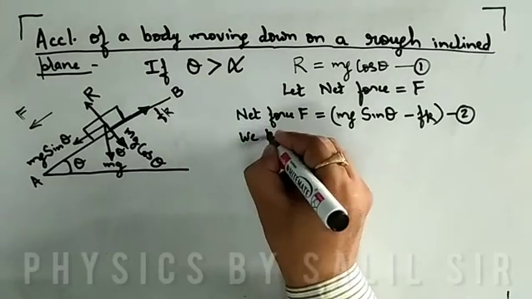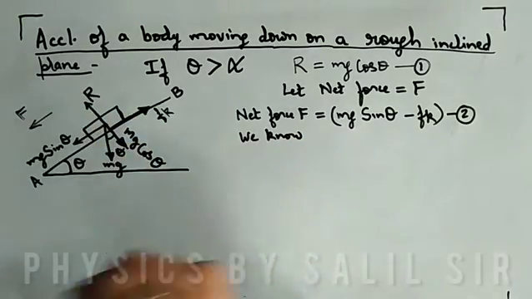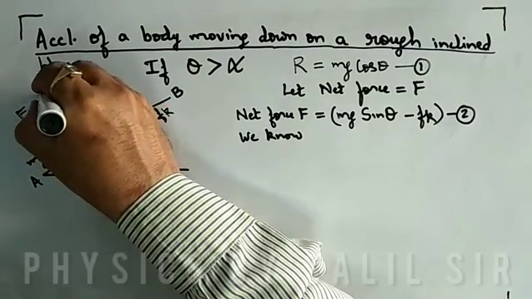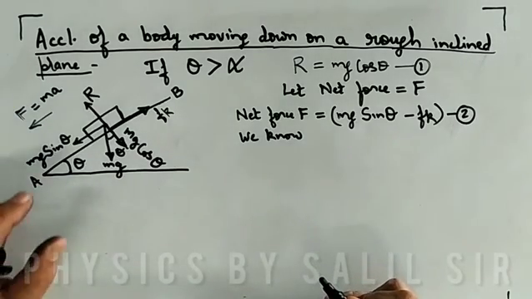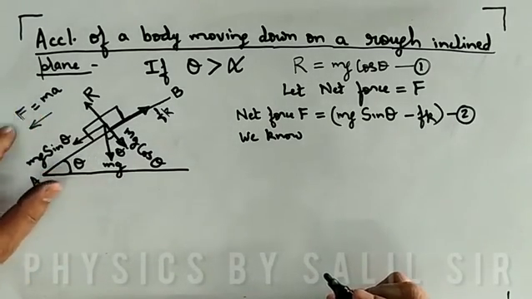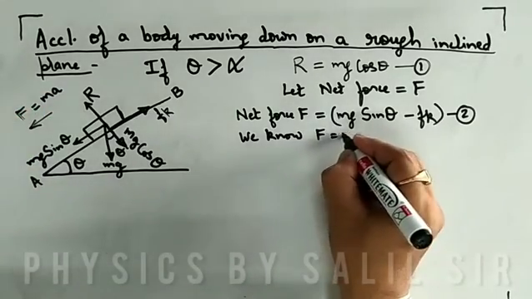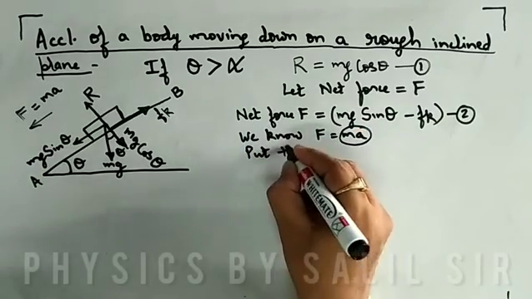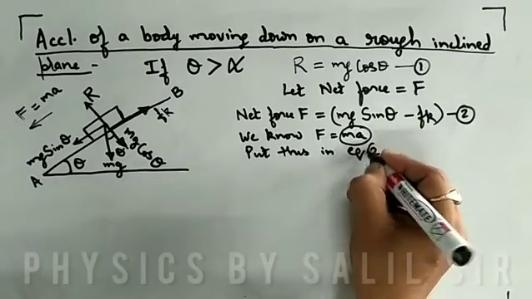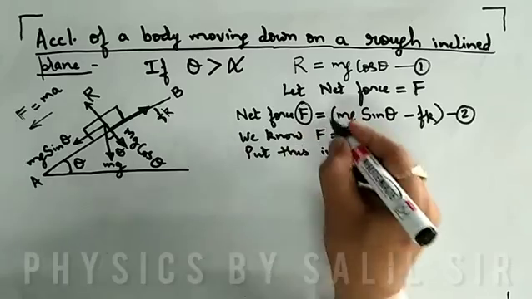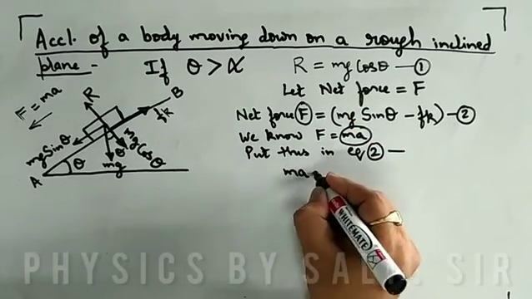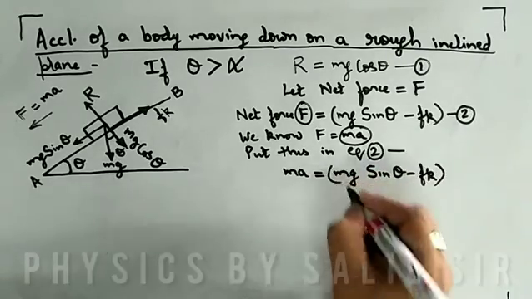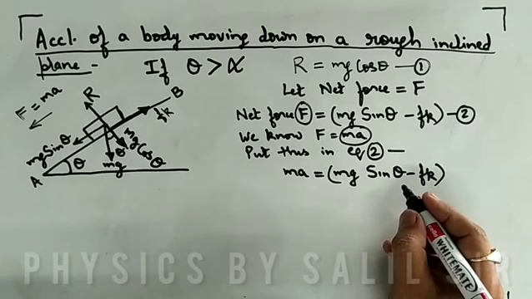And we also know that when this net force is acting down, this net force can be equated to the product of mass and acceleration according to Newton's second law of motion. According to Newton's second law of motion, F is equal to ma. So put F is equal to ma in equation 2. Finally, in place of F we put ma. So it will be ma is equal to mg sin theta minus Fk.